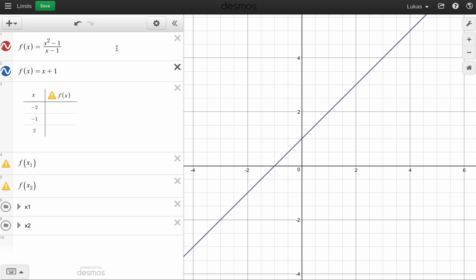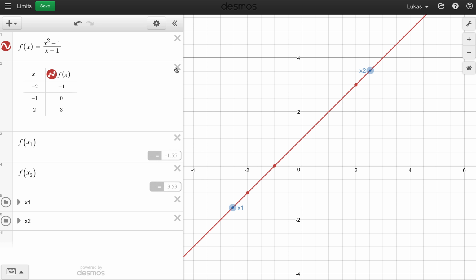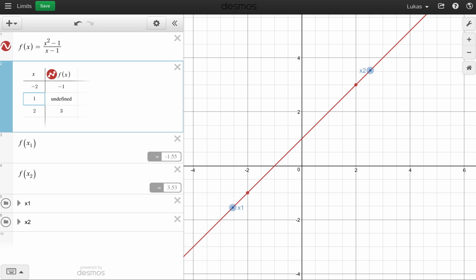So notice how those two lines, the blue line and the red line, are just right on top of each other because they're equivalent to each other. The only difference is that this function up here doesn't exist at x equals 1, right? Because then the denominator is going to be 0. So I'm going to get rid of this function here and just look at our original function. I'm actually going to change this value here. Instead of looking at the function at -1, let's just look at it at +1.